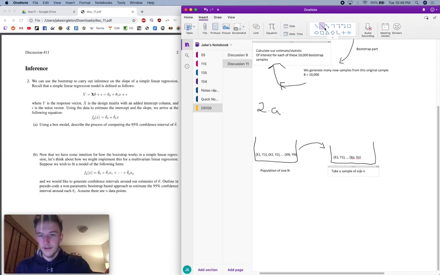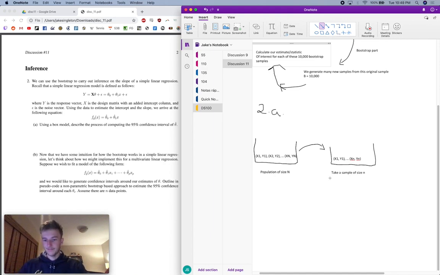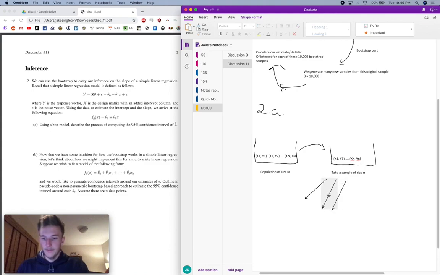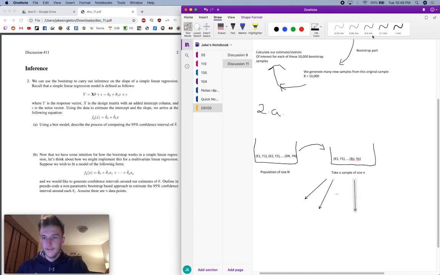I just realized I can maybe do some arrows here. So how the bootstrap is going to work is, remember, we have to generate some new samples, and I'm going to formalize that in a minute. Okay, let's see. Just make some new arrows here. Excellent. And so the idea of the bootstrap is, I can get my pen.